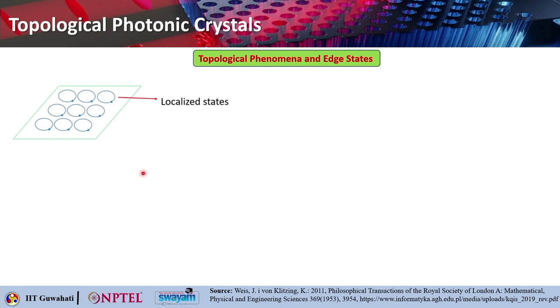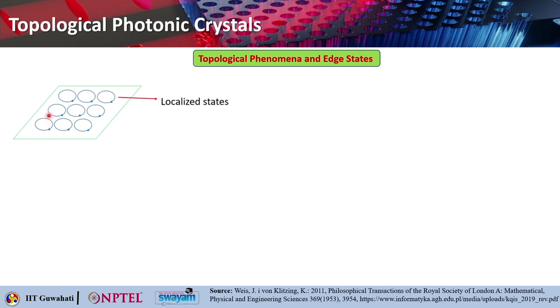So when a particle moves under the influence of a perpendicular magnetic field, it moves in orbits or circles. So in a material with a lot of particles moving, we have something like the following. Classically, the particles moving in orbit translate to what are called the localized states, if you use the language of quantum mechanics, because they are localized around certain points.